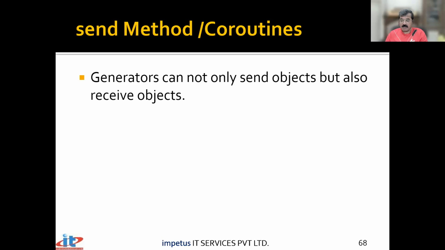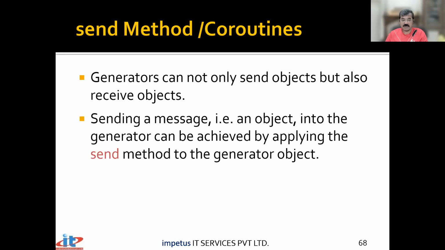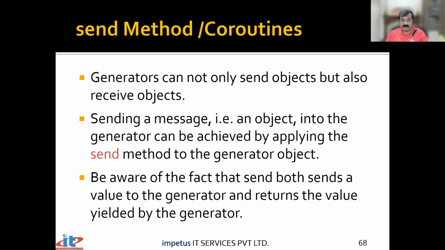Normally, when we say yield x, or yield 10, it will return you the value 10. But if I send a value, the yield can also receive that particular value. Sending a message, that is an object, into a generator can be achieved by applying the send method to the generator object. And that's exactly the demonstration that I gave you yesterday. On the generator, we can call the send method. So the object that we're sending can be sent to the function at the place where you last yielded the result.